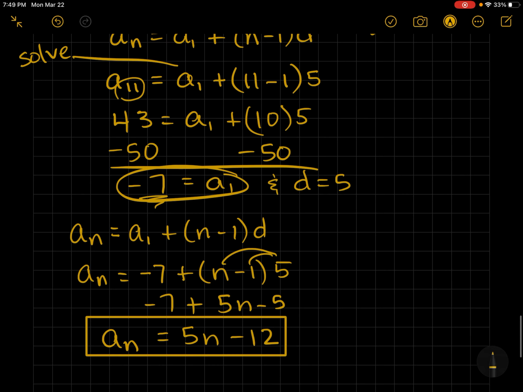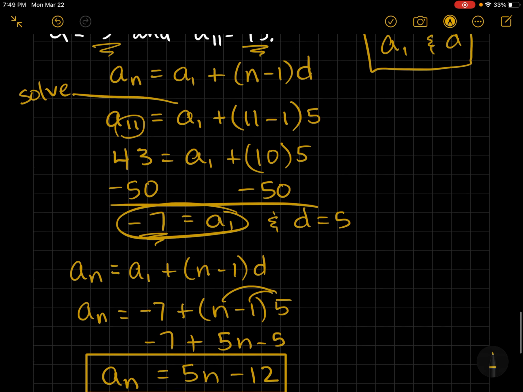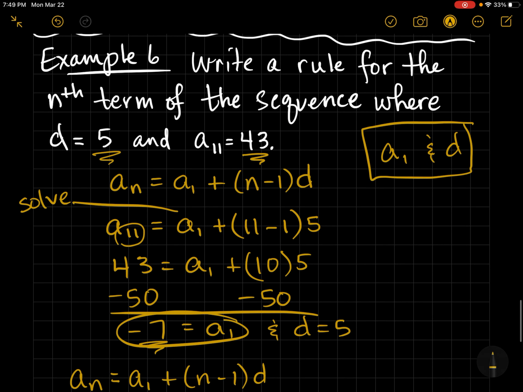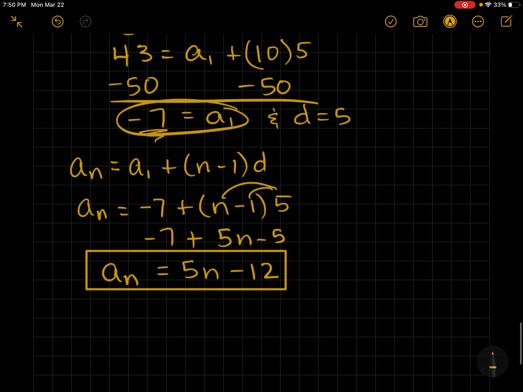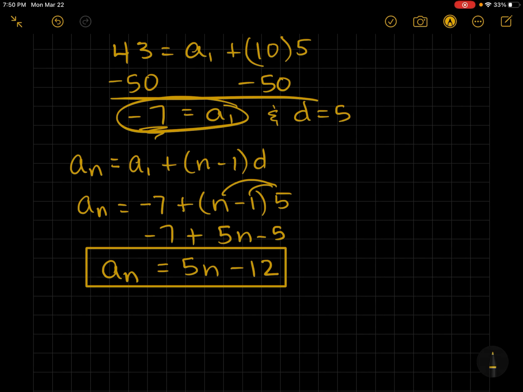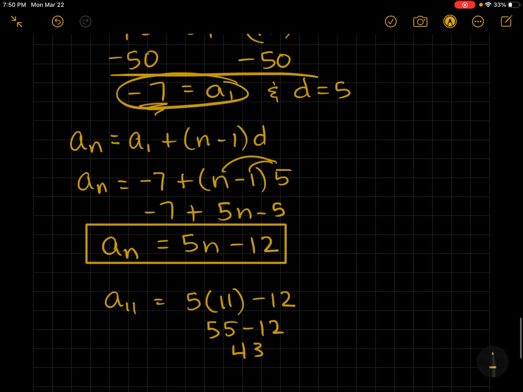When I do a problem this long, I always like to go back and double check it. The original problem said a sub 11 is 43. So I like to go back and check a sub 11. I like to plug the 11 into the formula and see if it really works. 55 minus 12 is indeed 43. So I feel pretty good. I double checked it. You don't have to though.